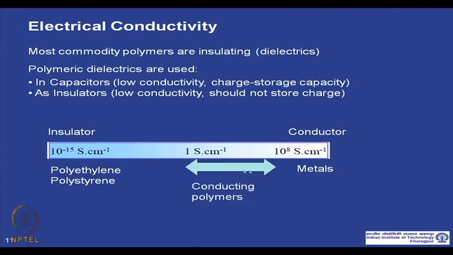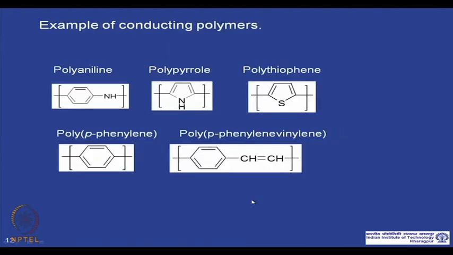And in between there are a few polymers, which are highly conjugated polymers, that have conductivity in the range of semiconductors, and they are called conducting polymers. They are basically not commodity polymers, they are not produced in large amounts, they are produced in small volumes, and we are not going to discuss much about conducting polymers. The only thing I want to mention is the examples of a few conducting polymers like polyaniline and polypyrrole, and structures are given here.